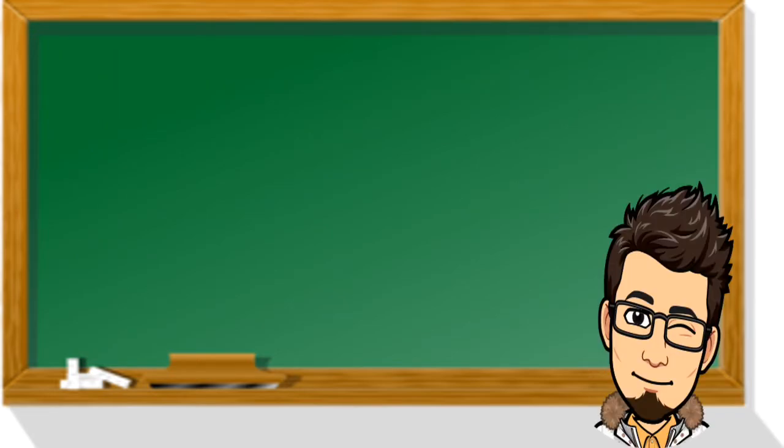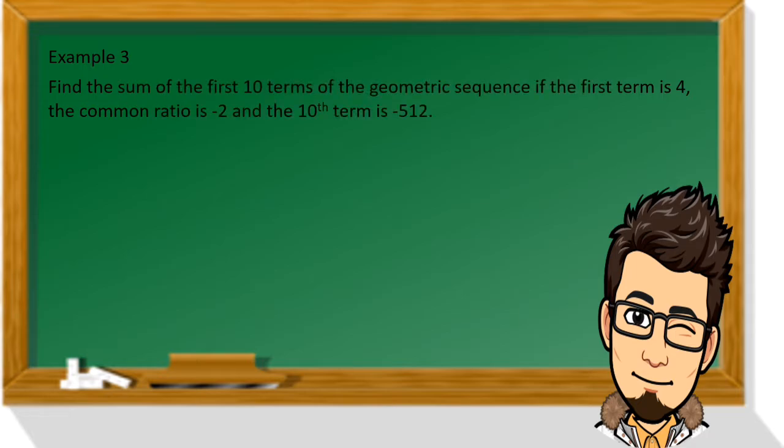Let's try another one. Find the sum of the first 10 terms of the geometric sequence if the first term is 4, the common ratio is negative 2, and the 10th term is negative 512. So the given are a sub 1 is equal to 4, a sub 10 is equal to negative 512, and r is equal to negative 2. So our common ratio is not equal to 1. At the same time, the last term was given.